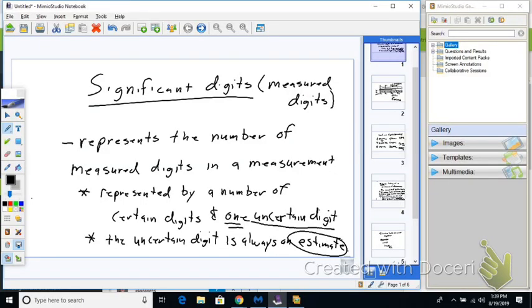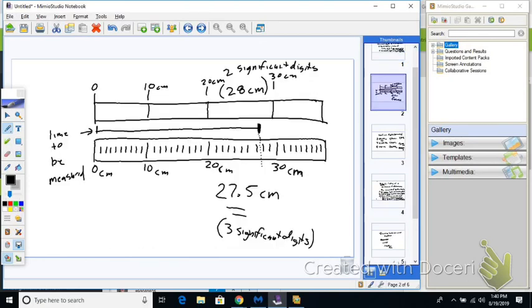Okay, earlier today we did this thing called significant digits. They are a way to take a look at a measurement and look at how many actual digits were part of the measurement. Okay? So we did an example like this one on the board. We had a line we measured. The middle one would be the line.